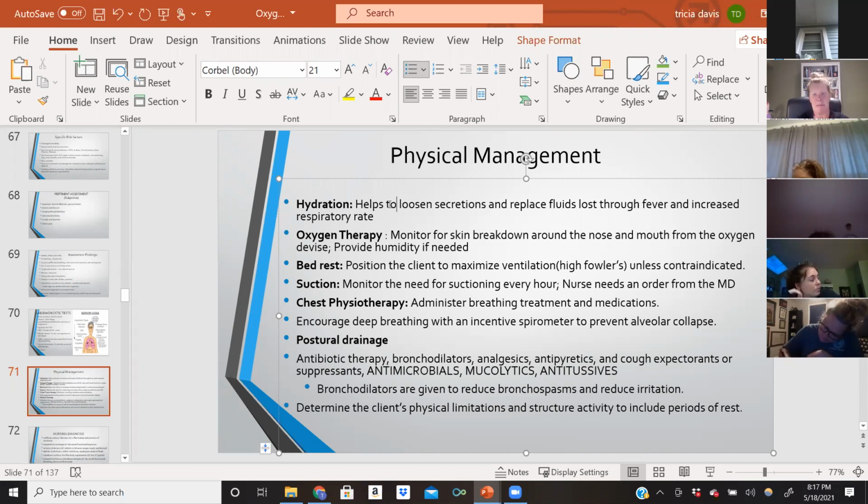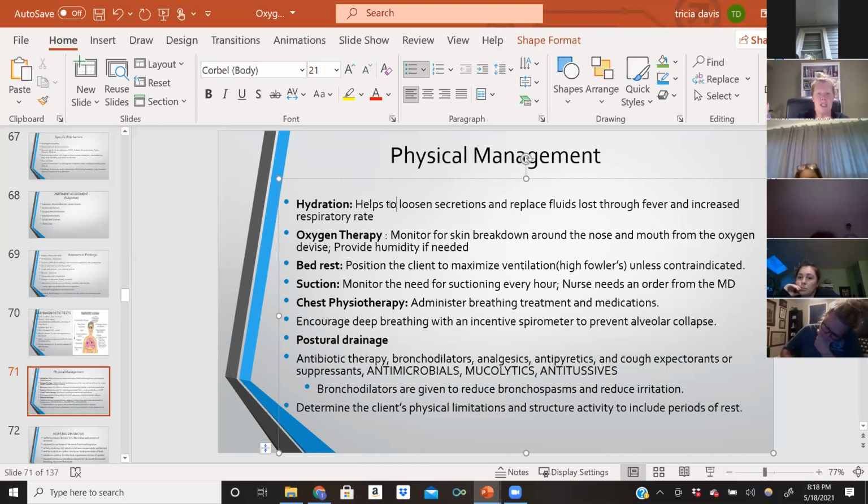It's ideal that we keep them in a high Fowler's position because that's going to get the most air in, that good quality oxygen, but it could be contraindicated for some reason, or sometimes when you're just sick, you want to sleep and you want to lay down. So we have to be able to allow that too.